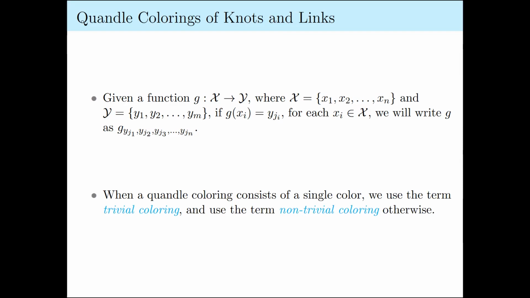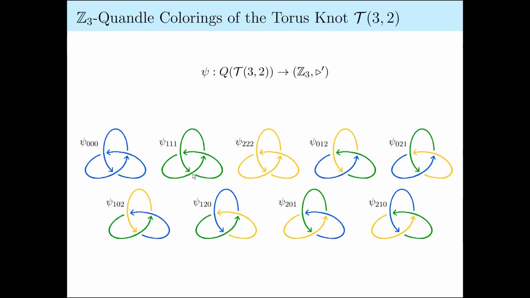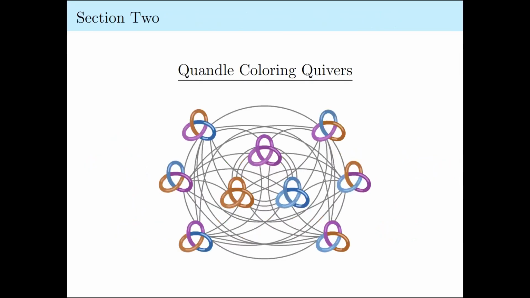Additionally, if we have a quandle coloring consisting only of a single color, we use the term trivial coloring. Otherwise, we use non-trivial colorings. So let's see an example of Z3 quandle colorings of the torus knot T(3,2). This is simply the trefoil knot. And in this case, we have 3 trivial colorings, which are indicated by a single value across the subscript, and we have 6 non-trivial colorings. We might want to consider at this point how the colorings also interact with each other. And that leads us to the next section on quandle coloring quivers.